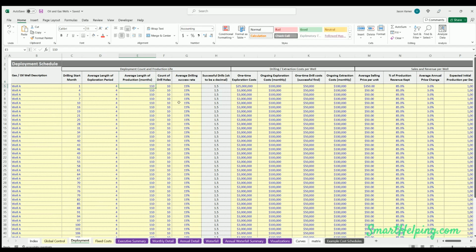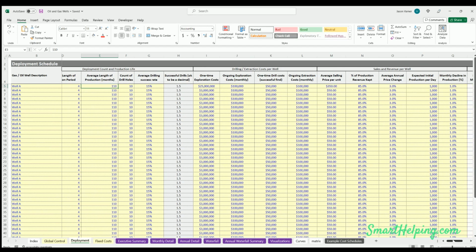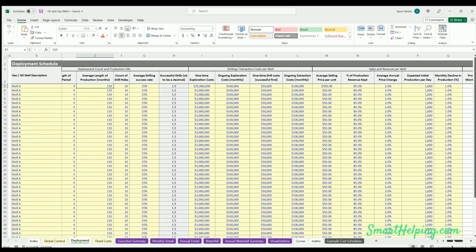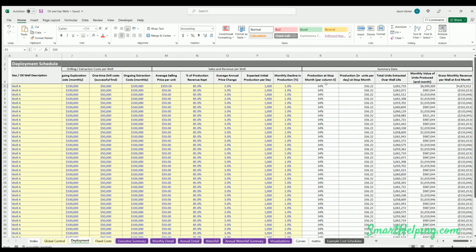So this would be 110 months drill time for the successful wells drilled. At the end of that month, total monthly period, you're still at 34% of maximum. You're producing 336 units per day on the stop month. Total units extracted over the well life, 3,062,000. The monthly value of units produced, so you're still doing $6.9 million worth of extraction value per month.